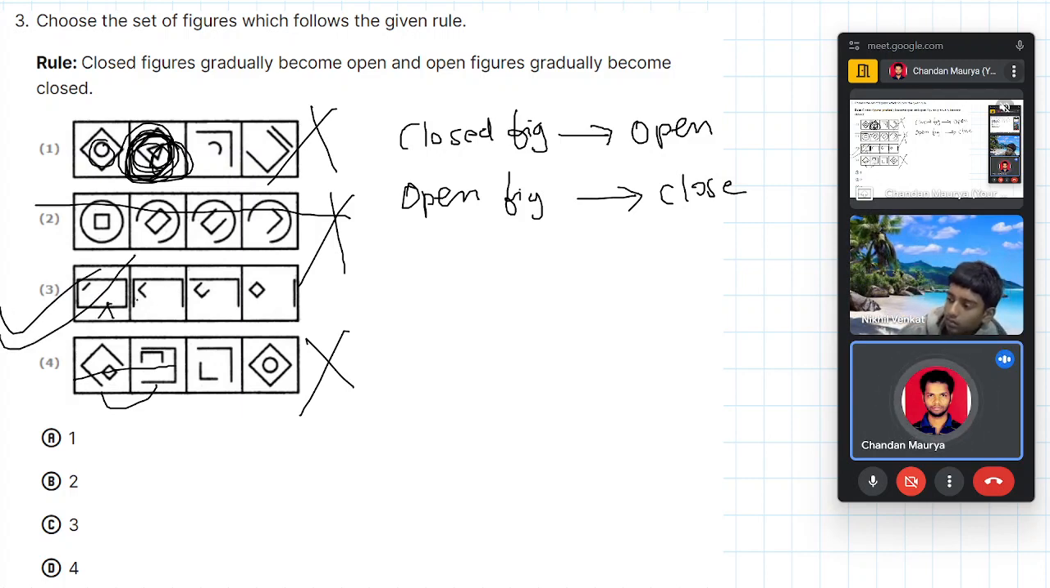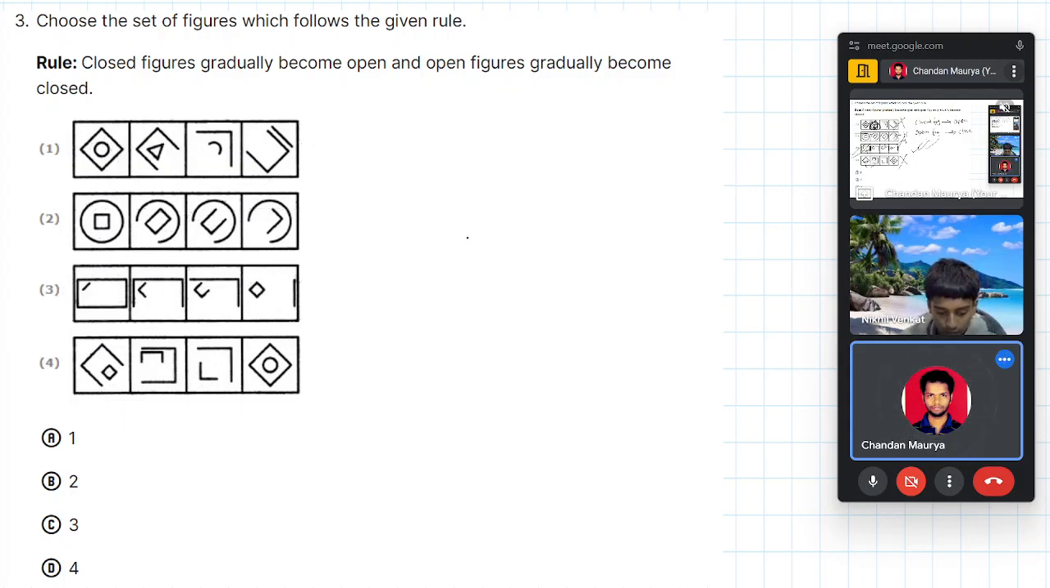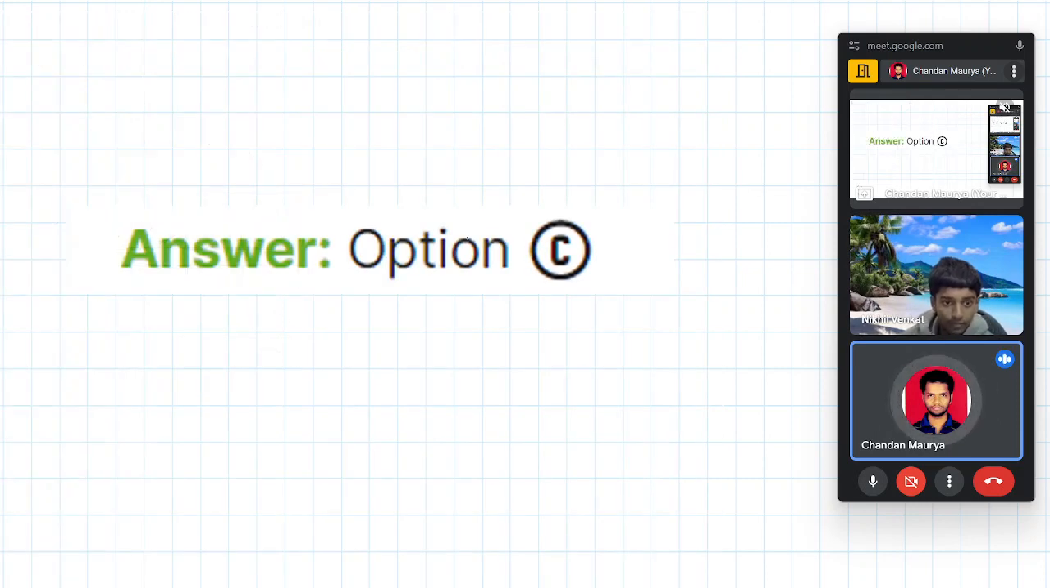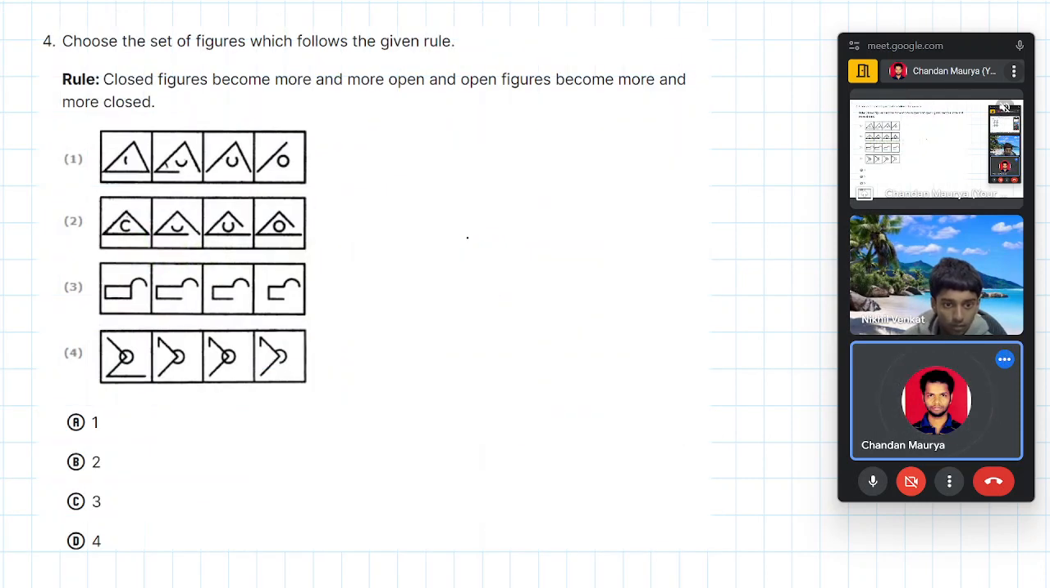This side went, this side went, this side also went. Okay. And this is adding up. Okay, all right. So third one might be correct. Yeah, option number C is correct, which is very good.